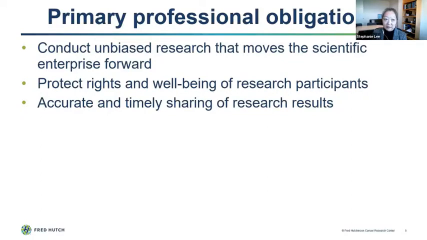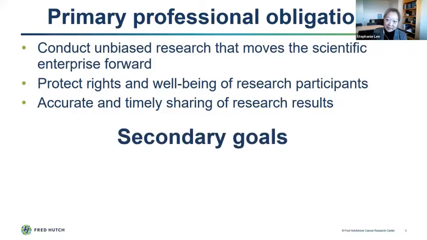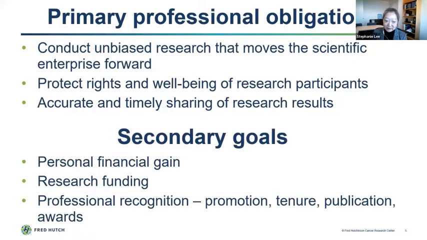So why is there conflict of interest? Well, we all have primary professional obligations as investigators. We are supposed to conduct unbiased research that moves the scientific enterprise forward. We have to protect the rights and well-being of research participants, and we need to give accurate and timely sharing of research results.